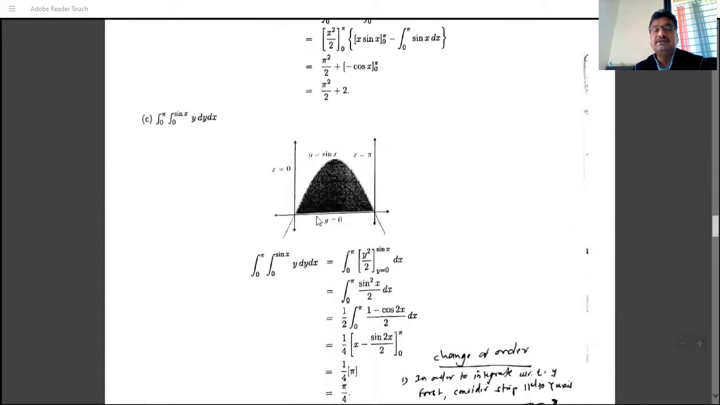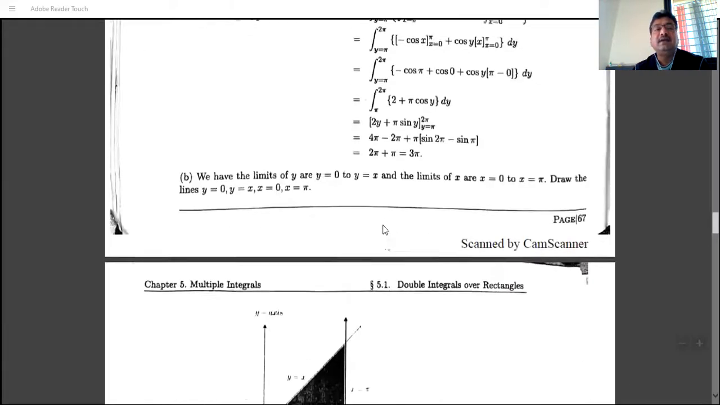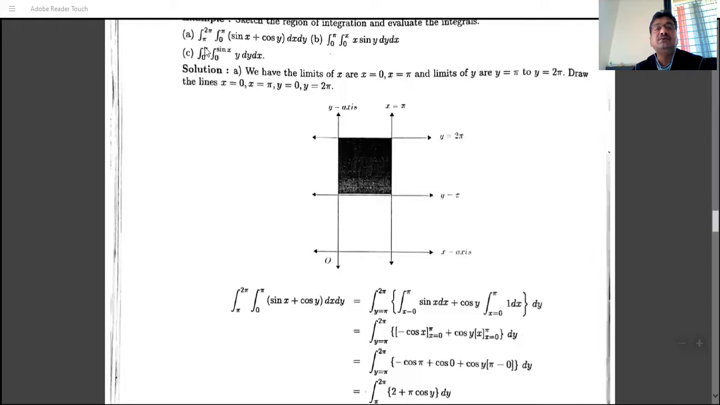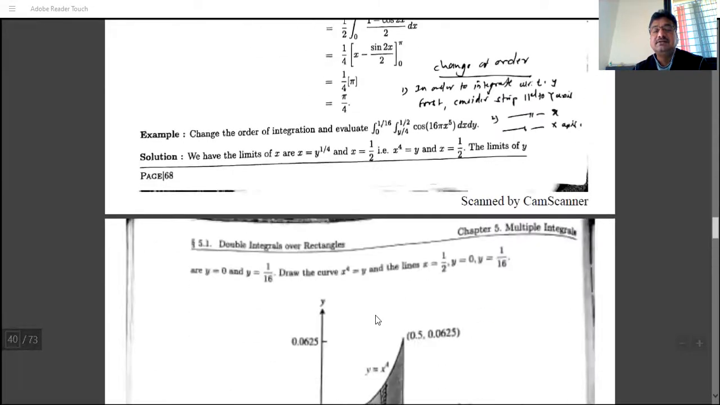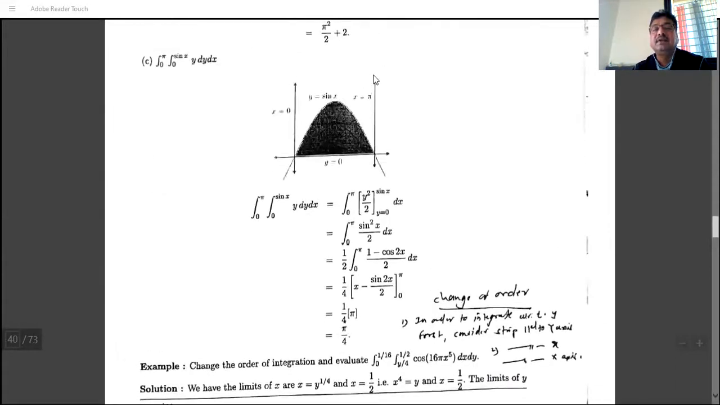Similar problem, the next problem is 0 to sin x, means y is 0 to y is sin x. So y equal to 0 means the x-axis, and y is equal to sin x is this curve, the sine function. Okay, and then x is equal to 0 and x is equal to pi. X is equal to 0 means the y-axis, x is equal to pi means this line.